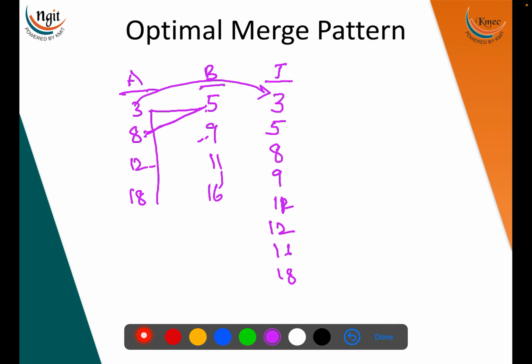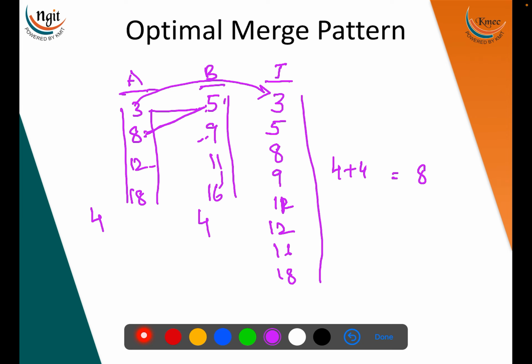From this example, we understood that as far as the example is concerned, the number of records in this file is 4, and the number of records in this file is 4. So the target file, if you see, has 4 plus 4, which is 8 records. Now let us assume, in formula terms, n records and m records. For sure, this will be big O of m plus n records. So this is your target file.